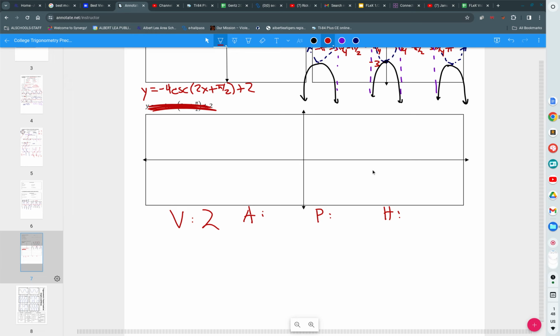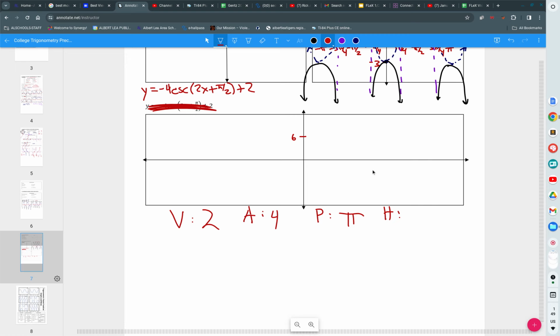What is the amplitude? 4. And what is the period? Just pi. Good, so we've got those 3 in place. Before I do the horizontal shift, I want to start mapping this out. If the vertical shift is 2 and the amplitude is 4, what is the highest spot on the graph? 6. What will be the lowest spot? -2. So I don't want to put 6 way at the top, otherwise I won't see the graph.